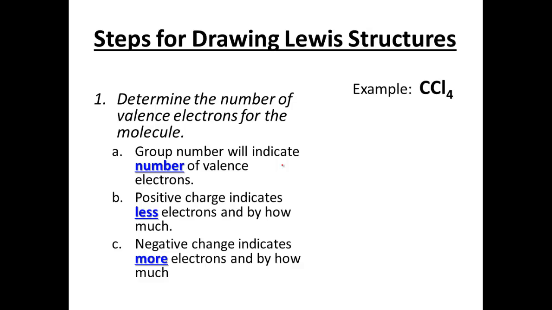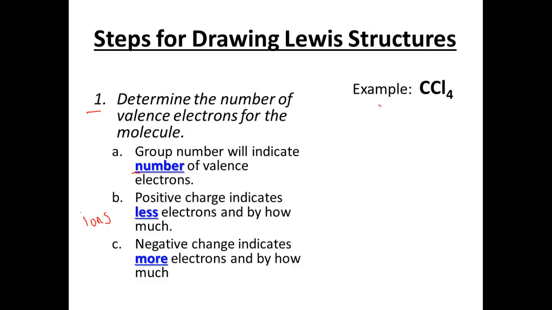So to begin with, we have 4 steps. I guess it's 3 steps and to check over one. So first off, 1, we're going to determine the number of valence electrons. So the group number will indicate the number of valence electrons. Step 2, if there's a positive charge because we have an ion, positive charge would be less electrons by how much? Or if it's a negative ion, more electrons by how much?